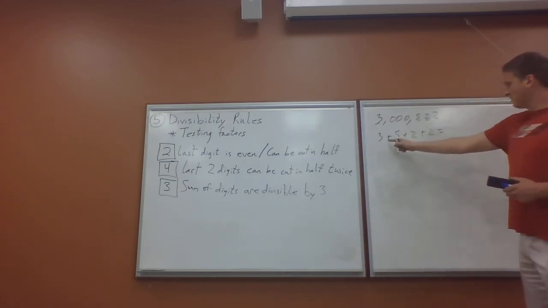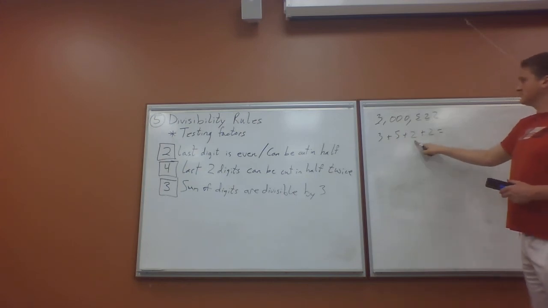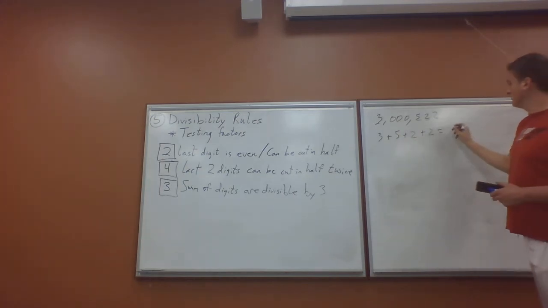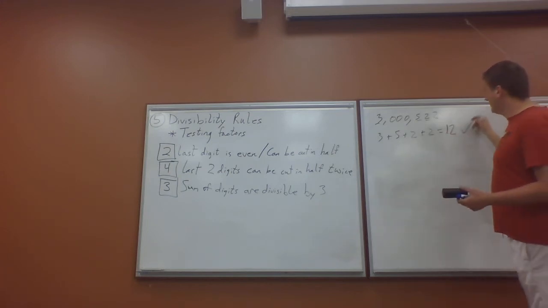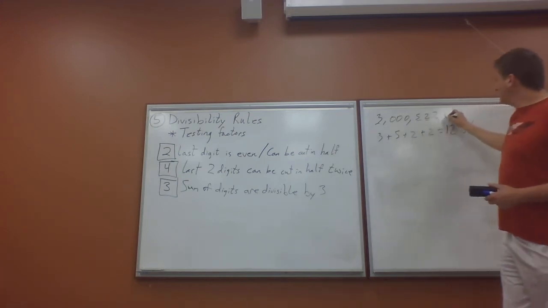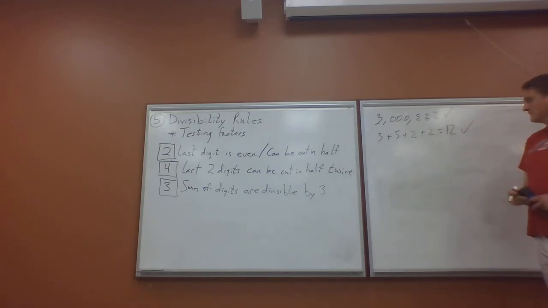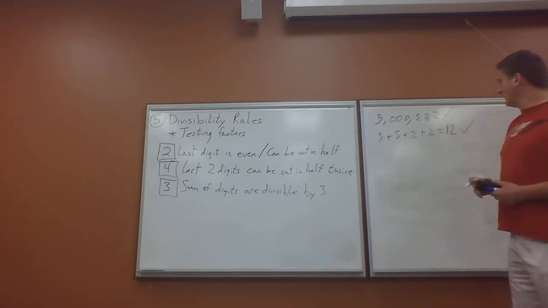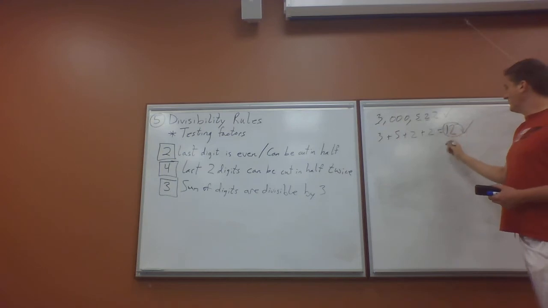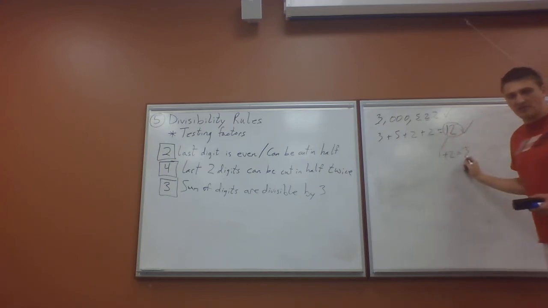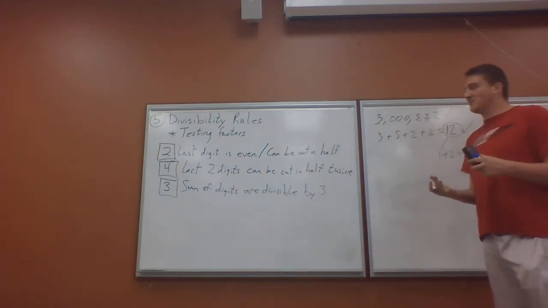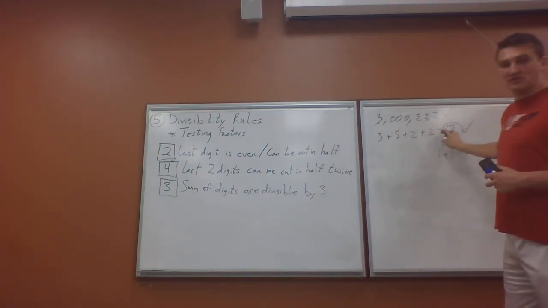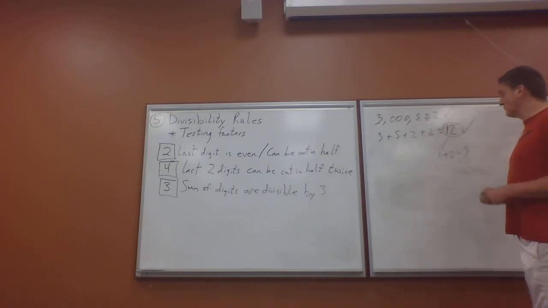Well, what are they added together? 3 plus 5 is 8, 8 plus 2 is 10, 10 plus 2 is 12. Does 3 go into 12? Absolutely. So this number is divisible by 3. And the funny thing about 3 is that I can even take the sum and split that apart and go 1 plus 2 to get 3. Is 3 divisible by 3? Yes, it is. So with 3, you can even apply that rule to your sum if you really needed to.